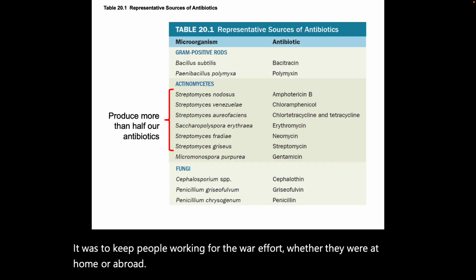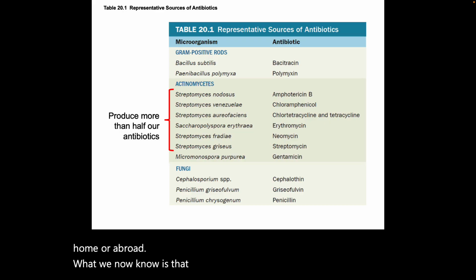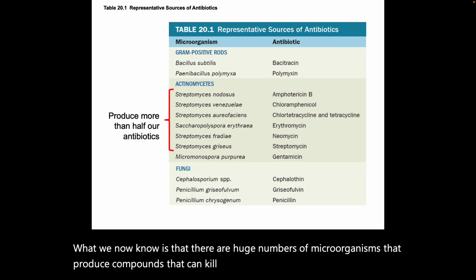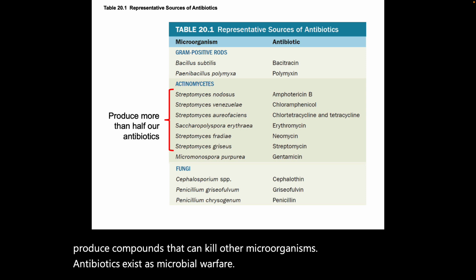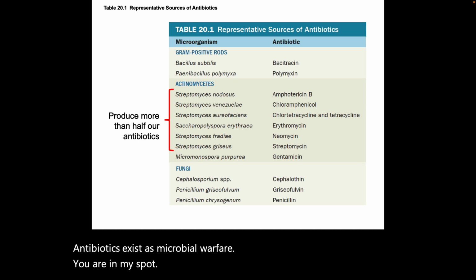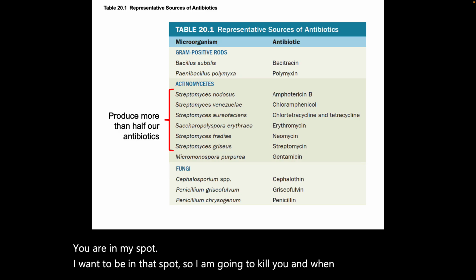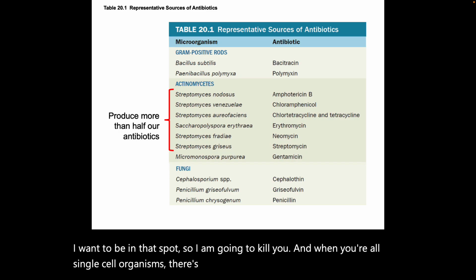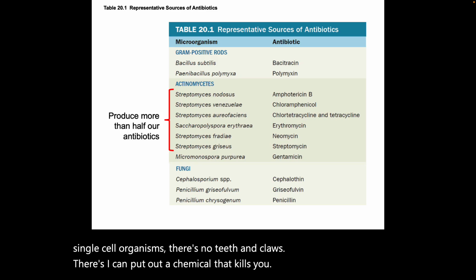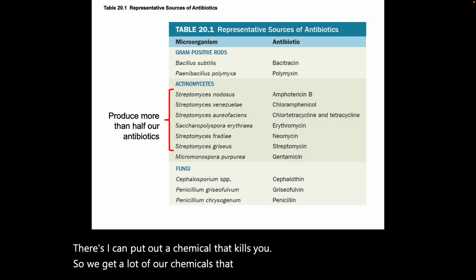What we now know is that there are huge numbers of microorganisms that produce compounds that can kill other microorganisms. Antibiotics exist as microbial warfare. You are in my spot. I want to be in that spot, so I am going to kill you. And when you're all single-celled organisms, there's no teeth and claws. I can put out a chemical that kills you. So we get a lot of our chemicals that kill other microbes from microbes.